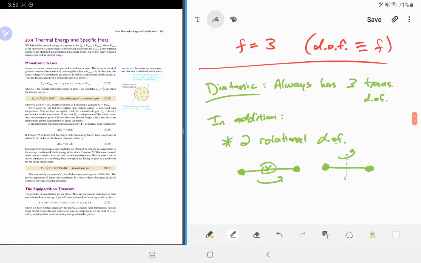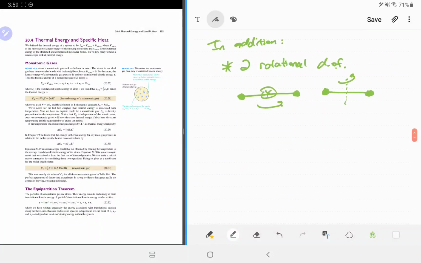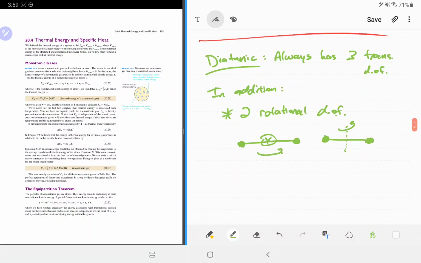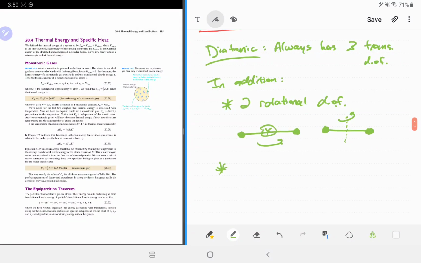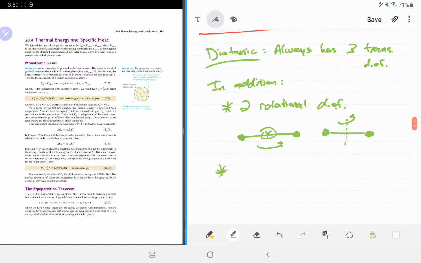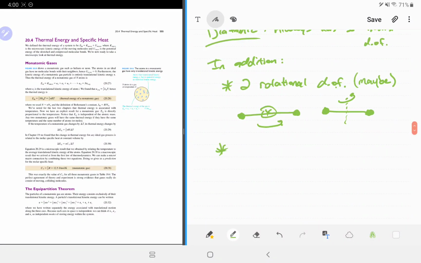So if it requires no energy to rotate around this axis, because these atoms are indistinguishable undergoing that kind of rotation, then that's not a way of storing energy. So these diatomic molecules can rotate. Let me finish this thought. 2 rotational degrees of freedom. I'll just put maybe. And so more on that in just a second.